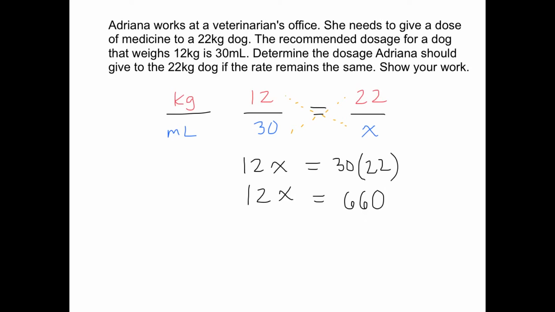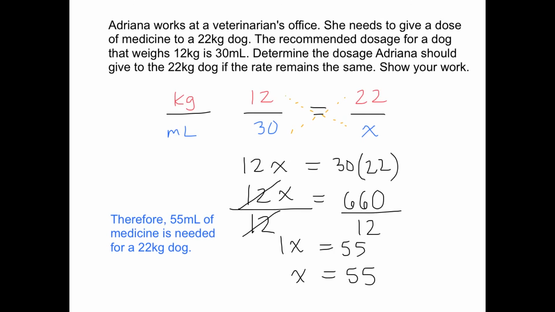Now how would I solve for x? That's right, I would need to do the opposite operation. Well, since 12x means 12 multiplied by x, the opposite of multiplying is division. So 12 divided by 12 reduces to 1, or 1x. What do I need to do to the right side of this equation? That's right, whatever you do to one side, you must do to the other side. So I need to divide the right side by 12. 660 divided by 12 is 55. So x is equal to 55.